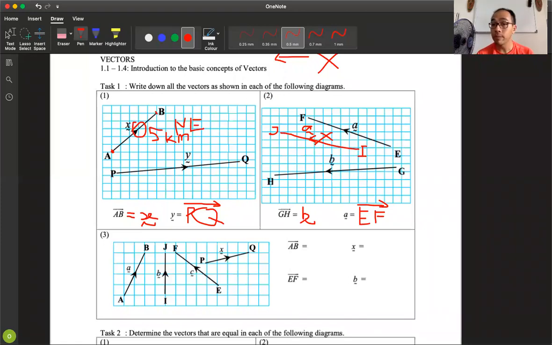Okay, so this cannot be the same vector. Depending on the question, every vector is unique. Especially the small letter. The small letter one is representative of a certain direction and a certain distance. So be very careful with this.